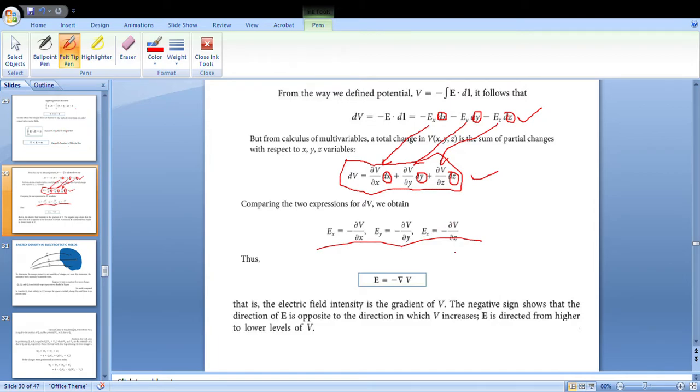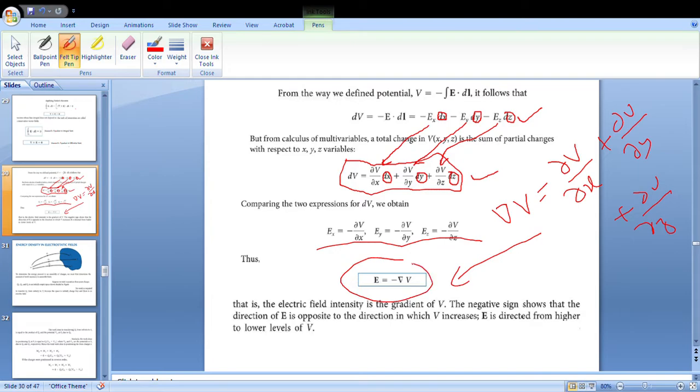Now if you remember the formula for the gradient of V for Cartesian coordinate system, we have dou V by dou x plus dou V by dou y plus dou V by dou z, right? So here we have a negative sign overall, so that is why we can write E vector is equal to minus gradient of V. This is one of the very important derivations in this module. You may get a question as show that the electric field intensity is negative gradient of V, right? So you should know this derivation properly.